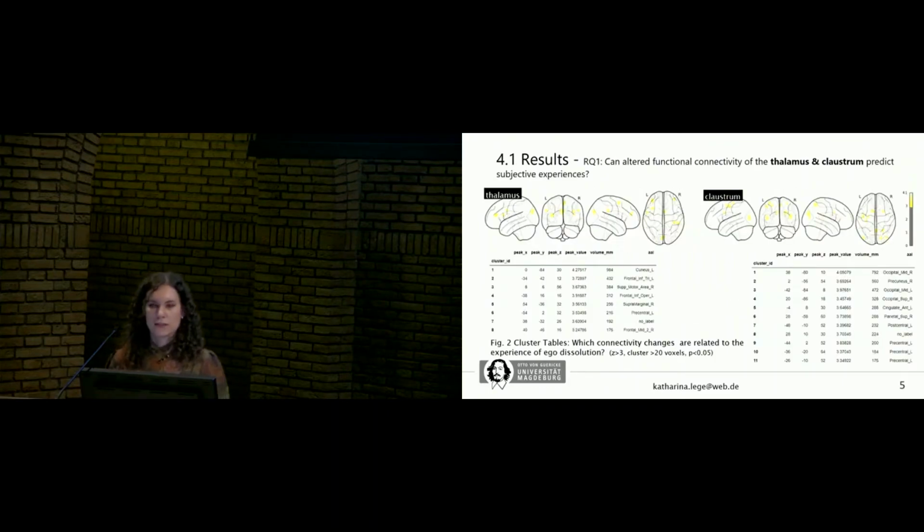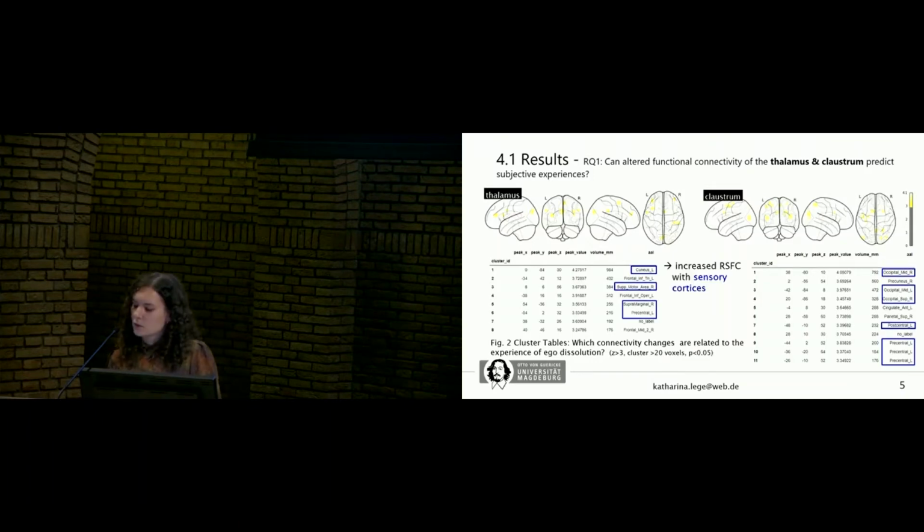So here with these activation maps, you can see which connectivity changes of the seeds, the thalamus and the claustrum, due to LSD are related to the experience of ego dissolution. And it seems somehow that we can observe increases in connectivity with regions processing sensory information like the pre- and post-central gyri. So this could indicate somehow a shift towards sensory awareness, maybe from emerging interoceptive sensory information in the psychedelic state. So this could lead to the experience of ego dissolution, so that self-referential processes decrease.